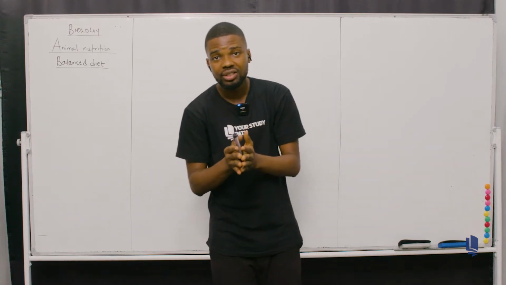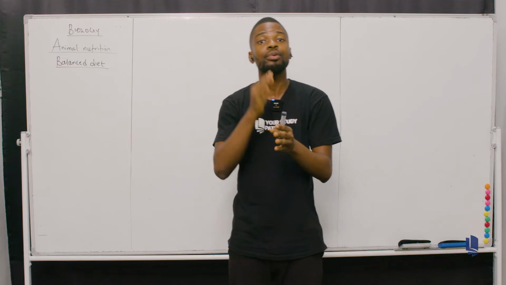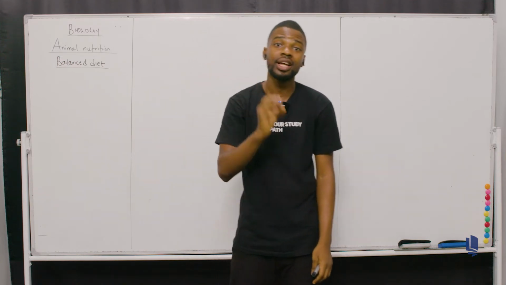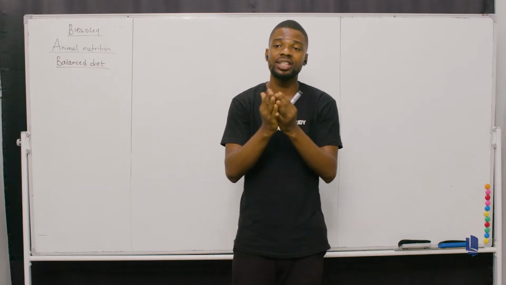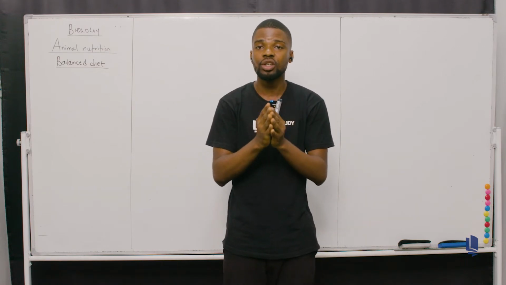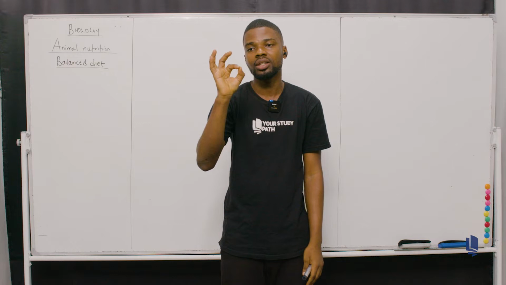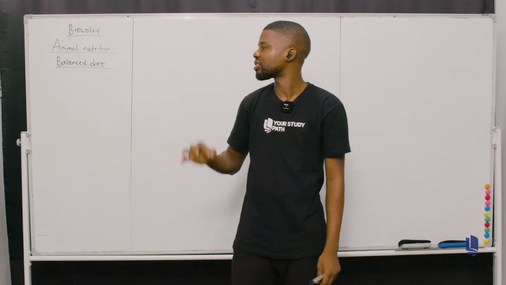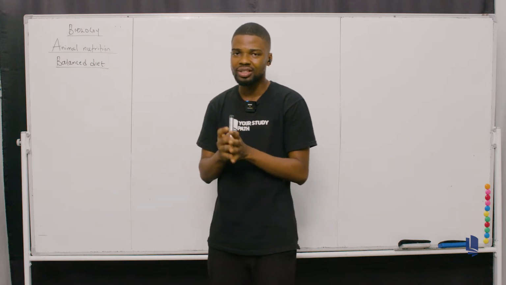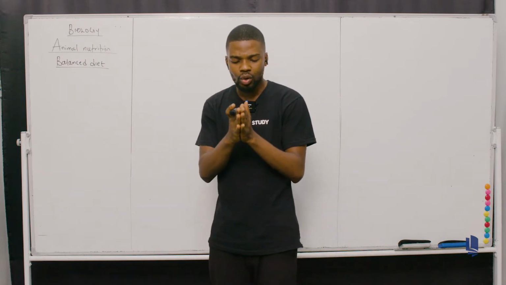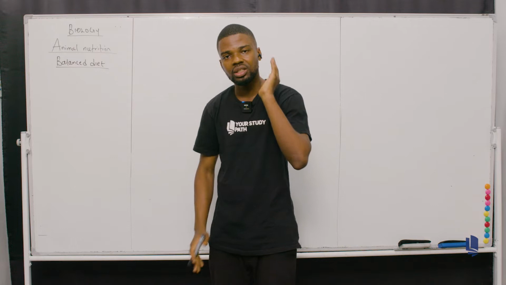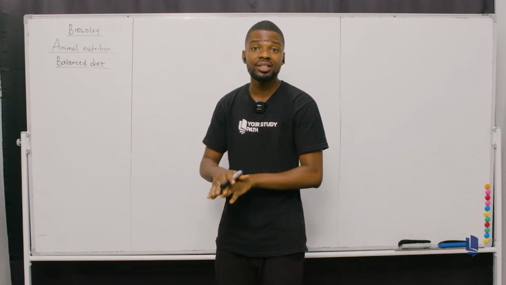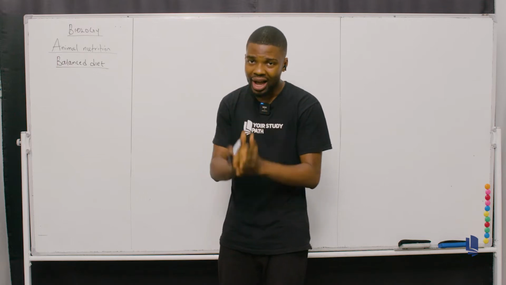We have 7. But if you want to accurately put the number in the balanced diet, you can tell them that this is a diet that consists of the 7 types of nutrients or the 7 necessary nutrients that will help in growth and development.